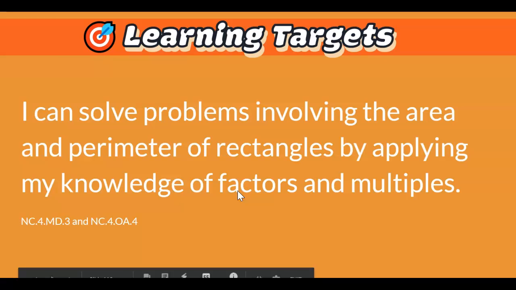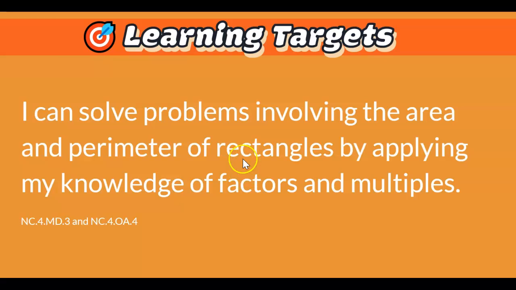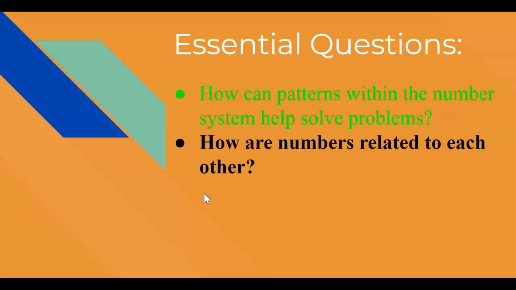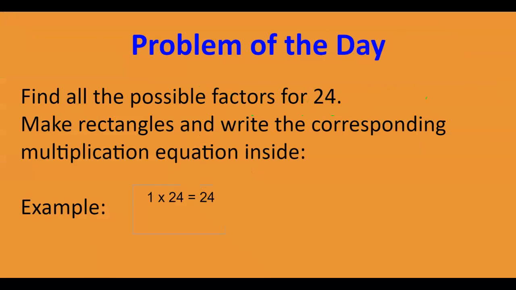Our learning targets, or I can statements, for the day. I can solve problems involving the area and perimeter of rectangles by applying my knowledge of factors and multiples. Our essential questions remain the same as they have been for the entire unit thus far. Unit 2. How can patterns within the number system help solve problems? How are numbers related to each other?